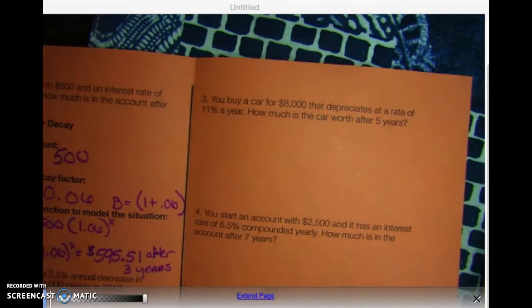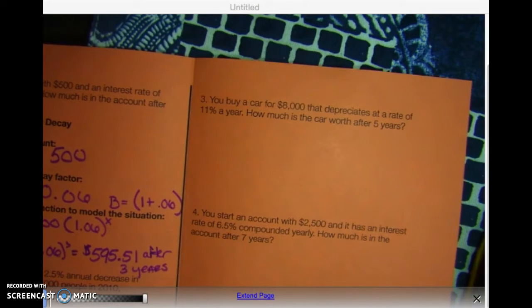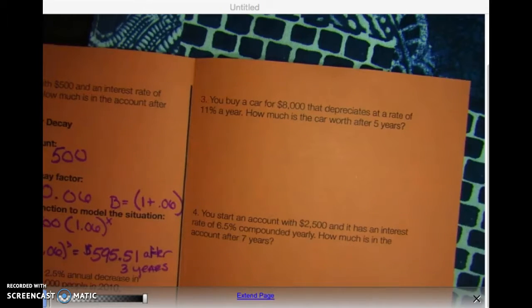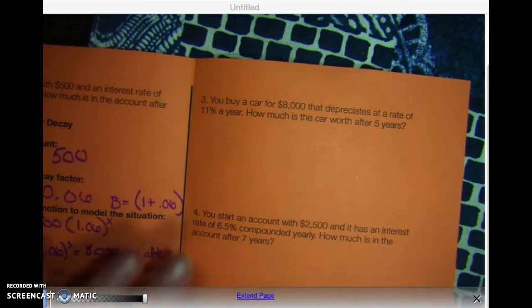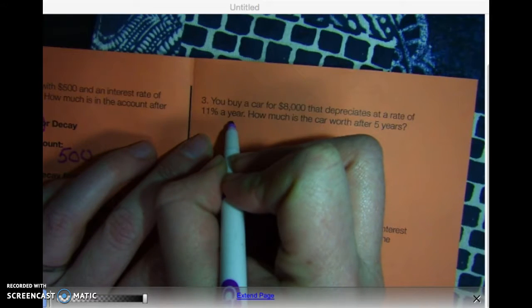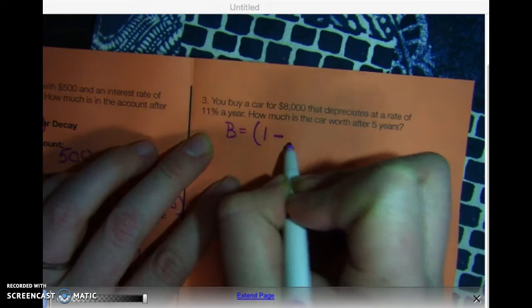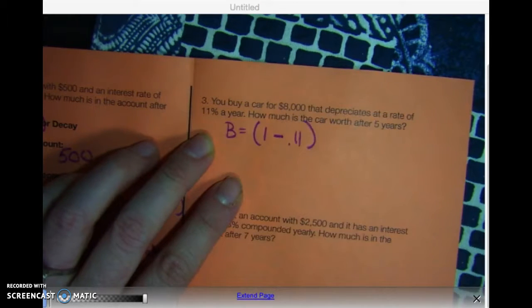You buy a car for $8,000 that depreciates at a rate of 11% a year. What does the word depreciate mean? Decrease, goes down. Appreciate means to go up. At a rate of 11% a year, how much is the car worth after 5 years? So is this going to be a growth or decay? Decay. So I have to find my B.